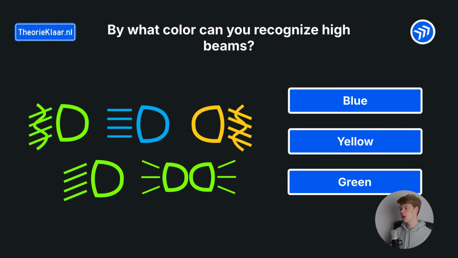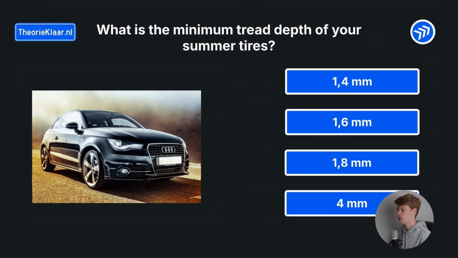And by what color can you recognize high beams? By the blue color, yellow color, or the green one? Well, the blue icon indicates that your high beams are on. What is the minimum tread depth of your summer tires? 1.4 mm, 1.6 mm, 1.8 mm, or 4 mm? Then the right answer is 1.6 mm.